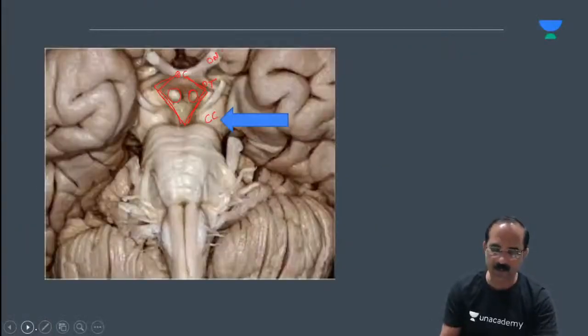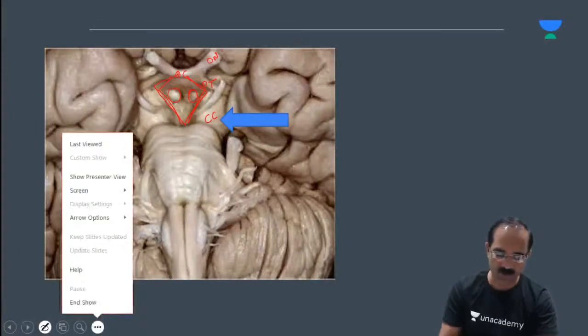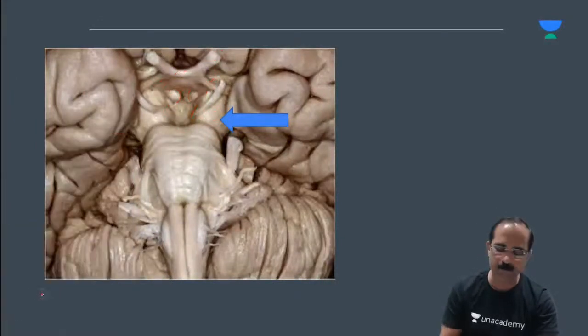We'll go back to our slide here. So this was our slide. Come on, students, identify what this structure is.